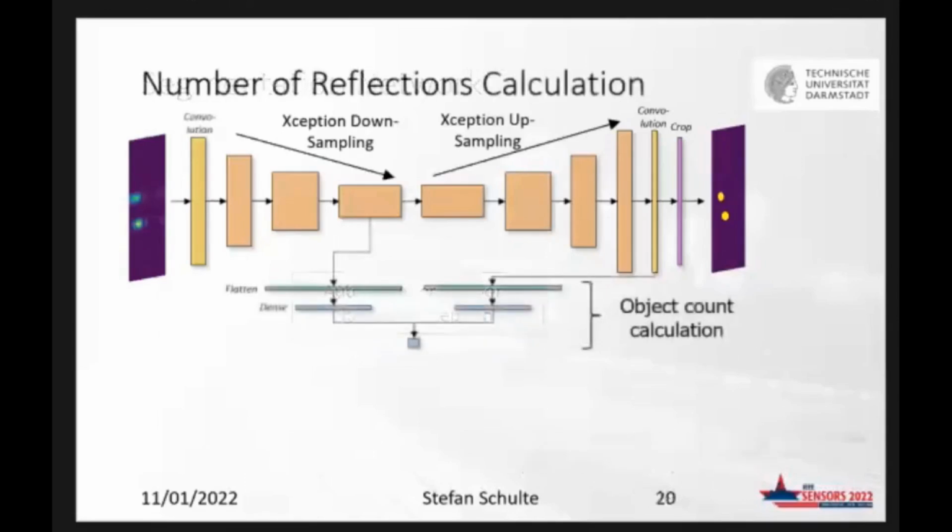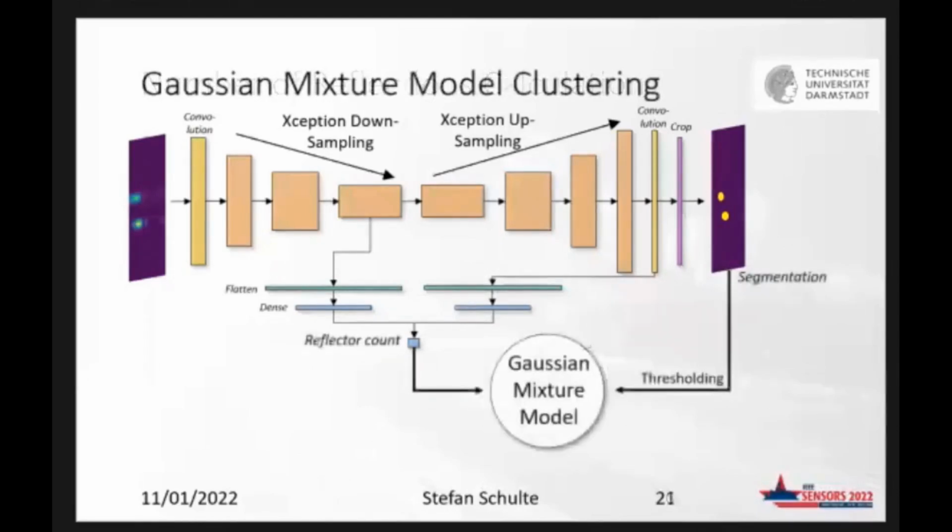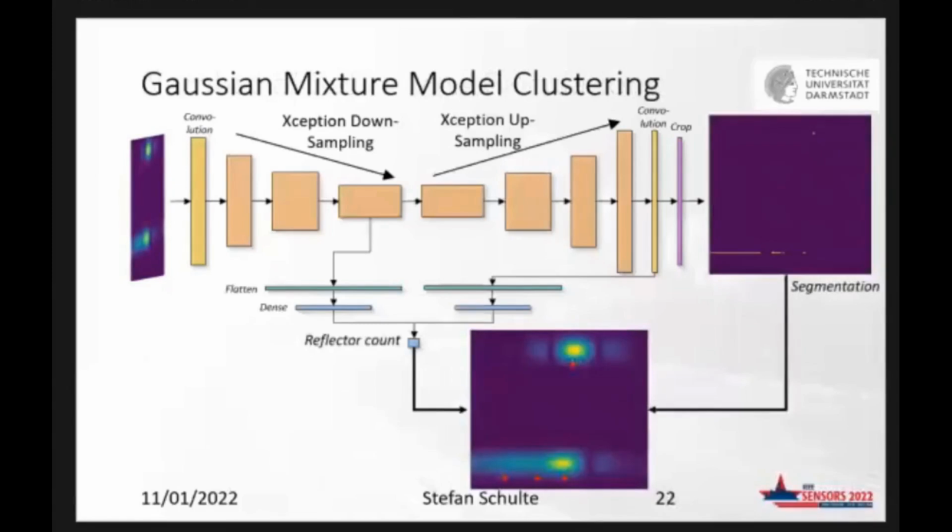And for the clustering afterwards, you also need to estimate how many reflectors you expect to be in your image. And this is calculated in this parallel path here. If you now combine the information from the segmentation and the object count in a Gaussian mixture model that we use for the clustering, then you can obtain these red markers here, so the estimated reflector positions out of this segmentation here.